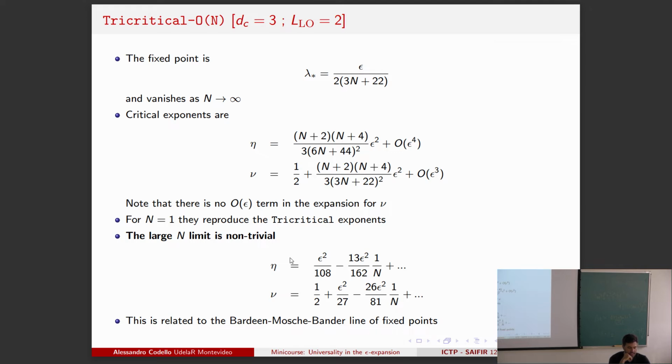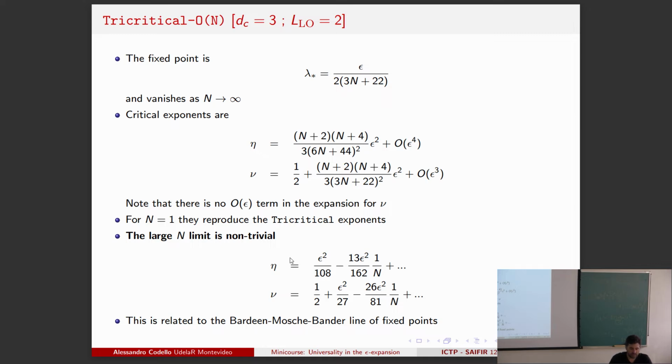Now, actually, this calculation for the tricritical case was made in the 80s or the 90s by doing the full calculations, and the work was done by Bardeen, Moshe, and Bander, and actually they discovered that probably it's really a line of fixed points in the large n limit. Okay, and then there are various ways in which we can go much deeper in understanding the phase diagram at large n. For example, we could study the flow of the full potential, because here just one coupling is critical.